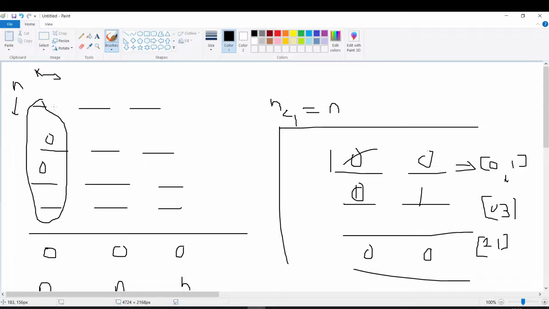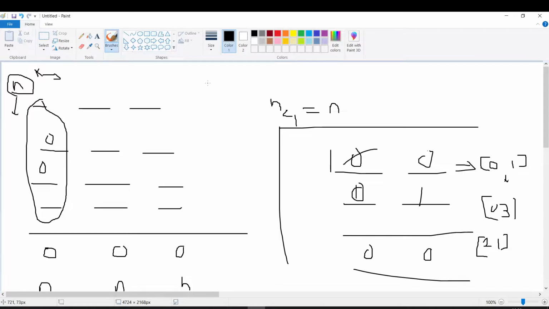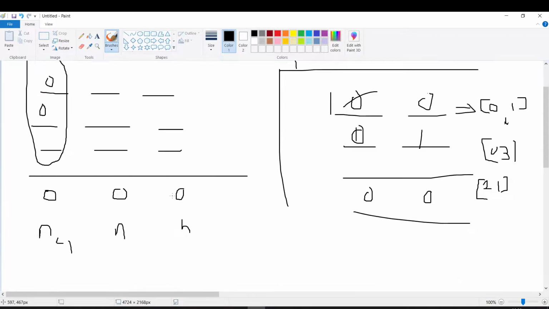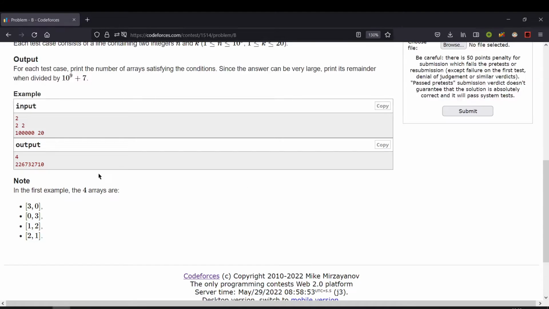So one bit among these n numbers should be given a value of 0, and for that we'll be getting nC1 possibilities, and for each k bit there'll be n possibilities, right? So n into n into n, k times, it will be n to the power k. I guess n to the power k should be the answer.